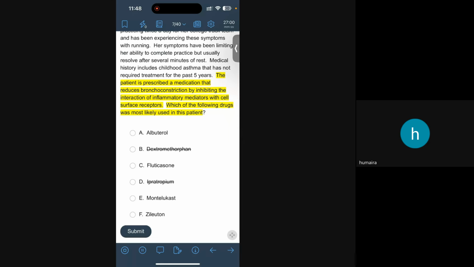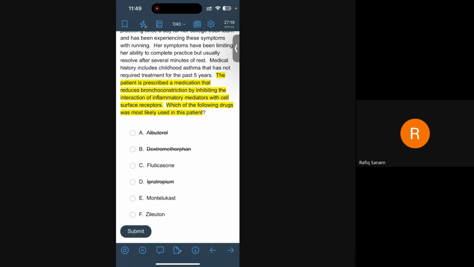Albuterol. What is the mechanism of action of albuterol? It is a short-acting beta agonist. It does not block the interaction of the inflammatory mediators, it is a beta agonist that relaxes the smooth muscles. Yes, very good. Fluticasone.